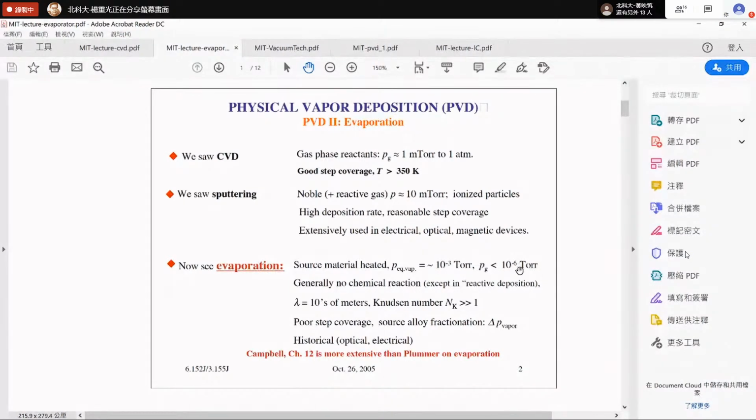In the PG, less than 10 to the minus 6 torr. So generally, no chemical reaction, because the vacuum is very high, or the pressure is very low. So no gas, and there's no gas, there's no chemical reaction.